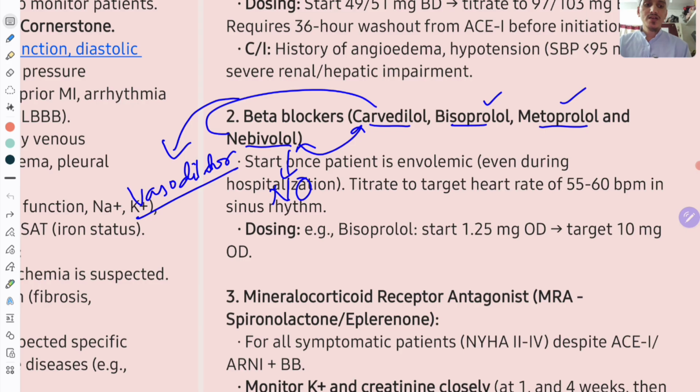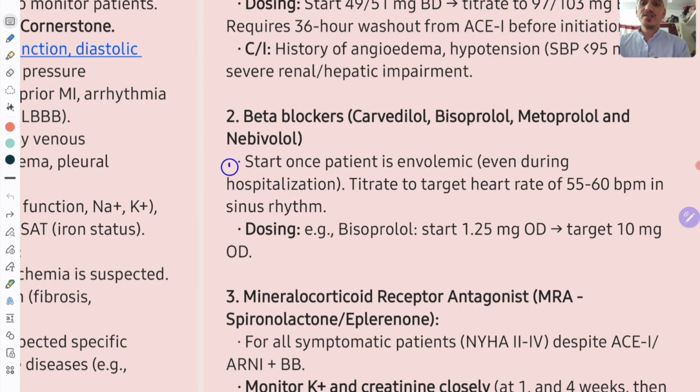Okay. Now when should you initiate? Start once the patient is euvolemic, even during hospitalization, and the target heart rate should be 55 to 60 beats per minute in sinus rhythm, as I said in the previous video. This is an example for dosing. Example, bisoprolol start at 1.25 mg OD, target 10 mg OD.